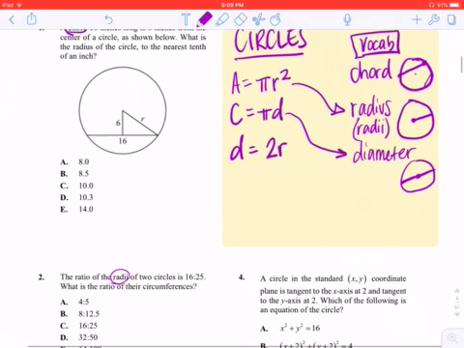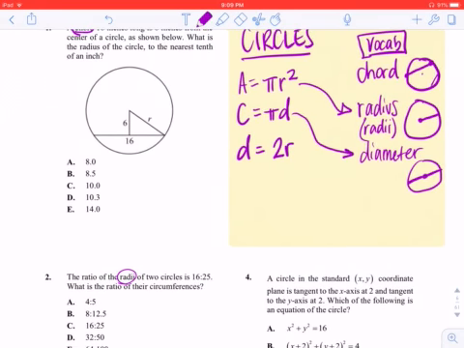If I have something, the area, of course, means this shaded-in section. It's how much space is in there. If they're talking about around the outside of the circle, that would be called the circumference, in case we forgot about those.